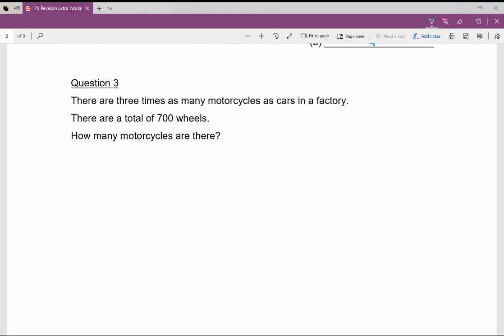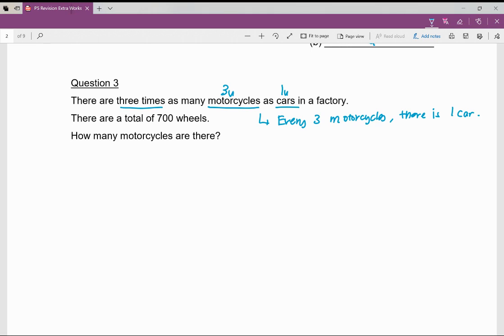Okay, for question 3, there are 3 times as many motorcycles as cars in a factory. That means to say my motorcycle is 3 units and my car is 1 unit. Now what this means is that for every 3 motorcycles, there is 1 car. This is what it means. For every 3 motorcycles, there is 1 car, which translates to 3 units and 1 unit.